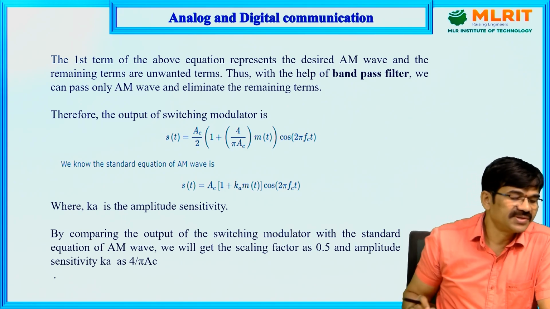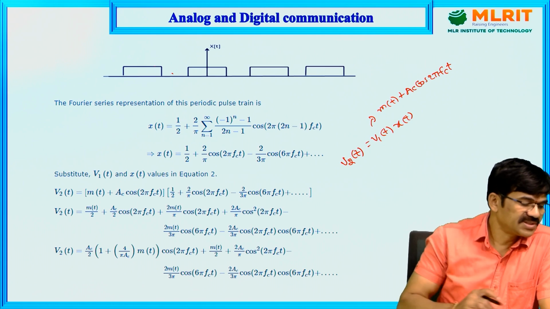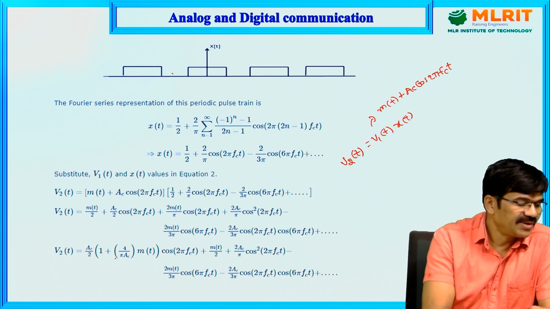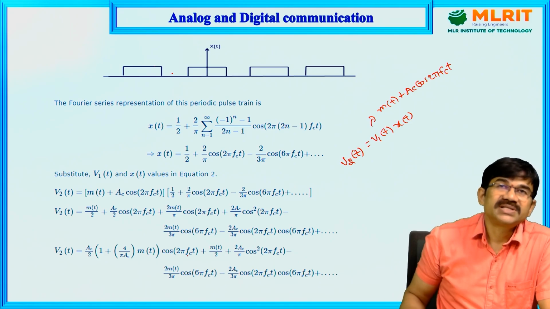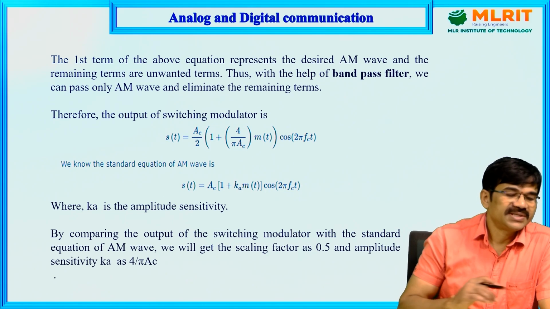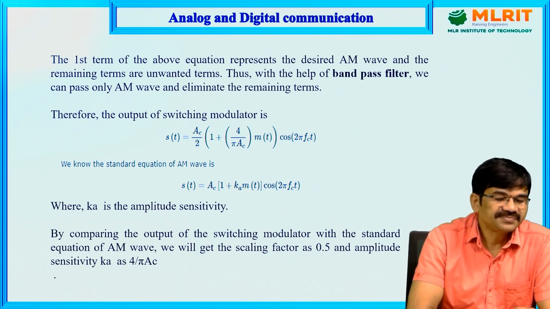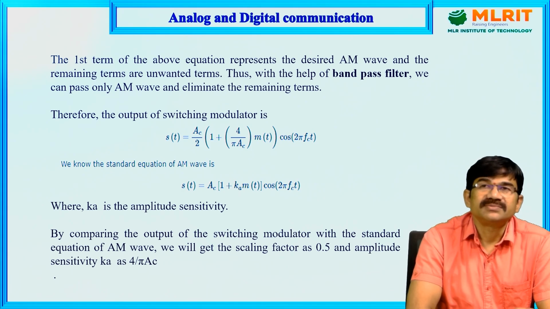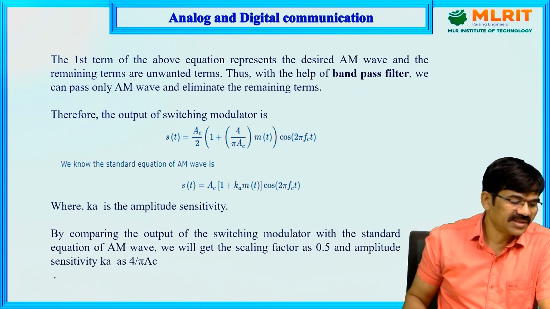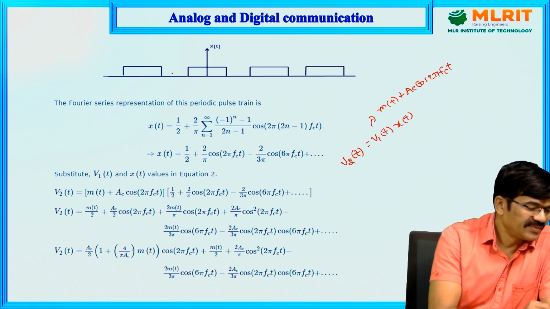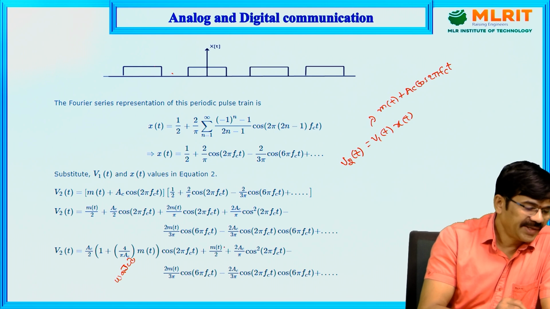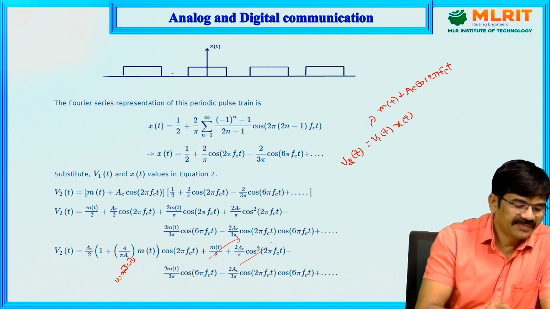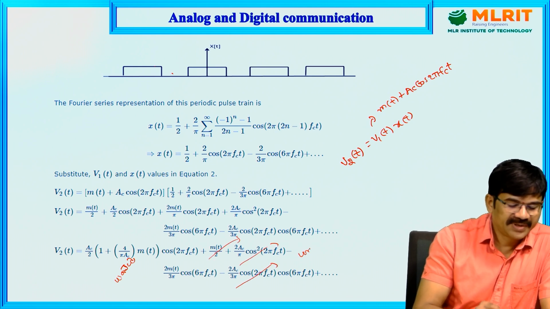So what is the first term? The first term is nothing but Ac by 2 into 1 plus 4 by 5 Ac m of t cos 2 pi fct. Okay, so this is the desired signal, that is the wanted signal or desired signal. And the remaining terms are the unwanted terms. The remaining all terms are unwanted.